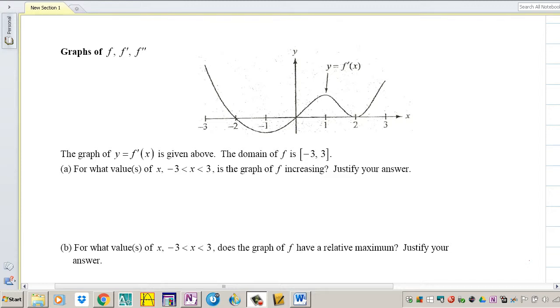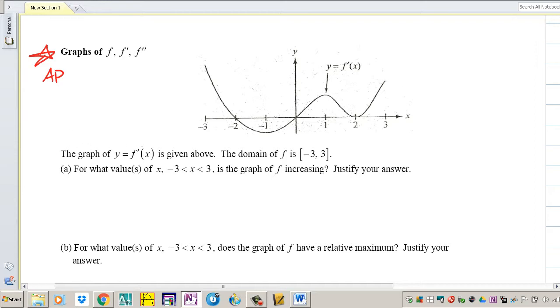Hey guys, welcome to my next video, which is graphs of f, f prime, and f double prime. I want you guys to go ahead and put a star next to this title. This is exactly what you'll be seeing on the AP exam. Now, let's go ahead and begin with our first problem.